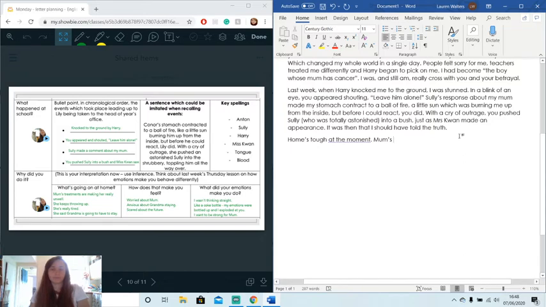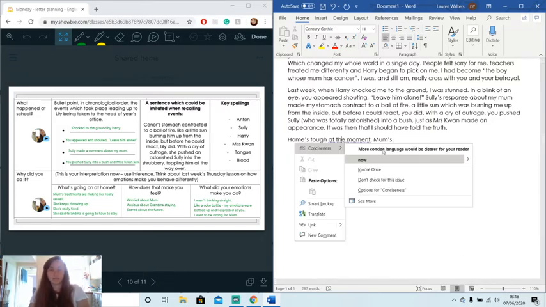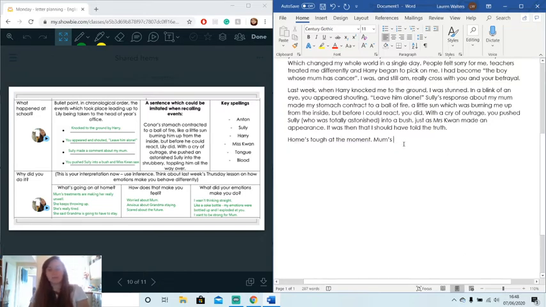Mum's. Now I don't want it to be more concise. This is a child talking. Home's tough at the moment. Mum's treatments are making her really unwell. That red line comes up underneath what you've written. That's about your spelling. So you need to go back and have a little look at your spelling. Mum's treatments are making her really unwell.